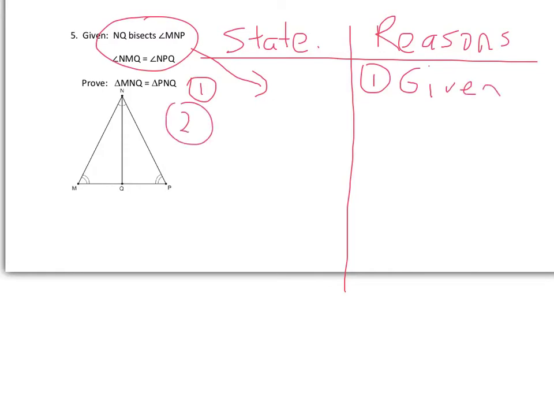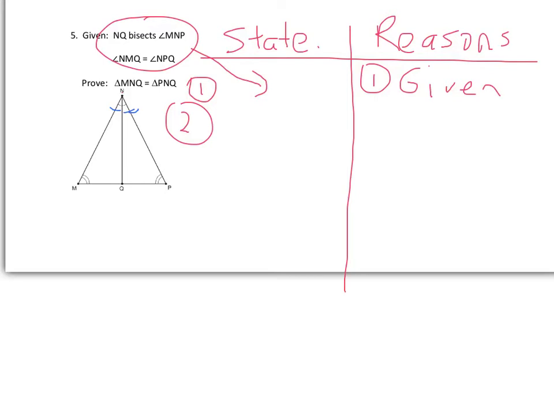Number two. Now, it's very important in proofs that you mark things in the picture if they are not marked. Okay. Now, obviously NQ bisects angle MNP. So NQ is right here, and that bisects it. So that means that these two angles up here are going to be equal to each other.